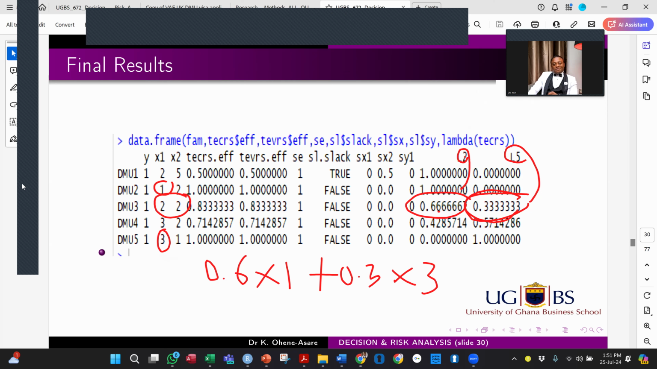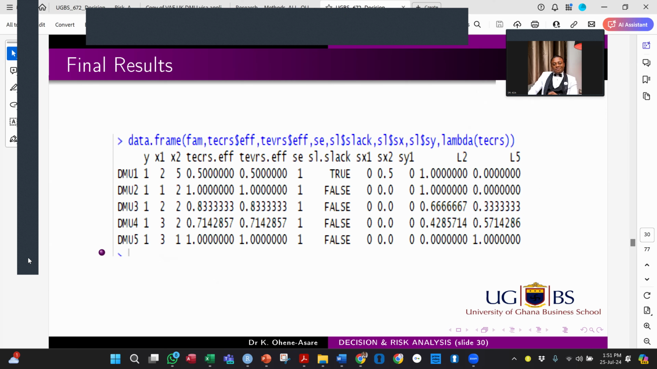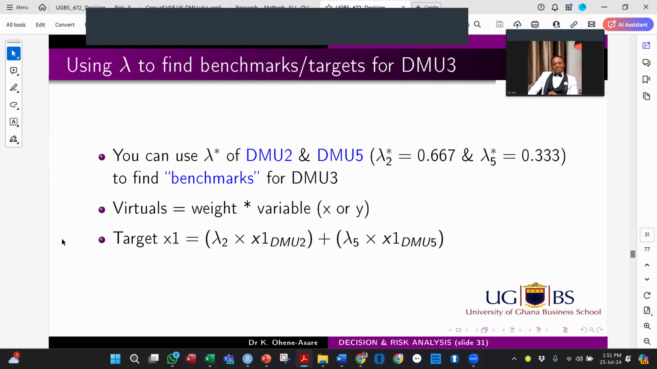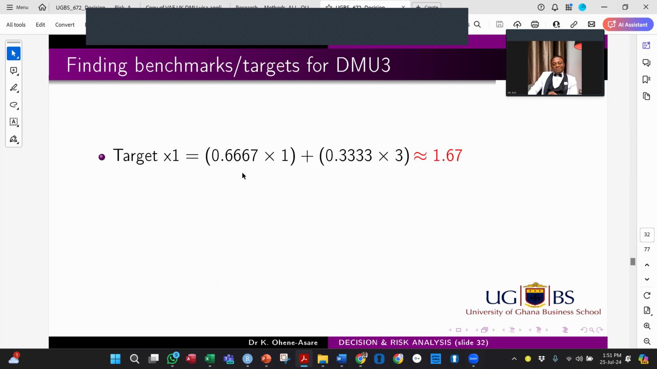That's how I calculated it. Let me just show you. I take the lambda, multiply it by the input of DMU2. Then I take the lambda, which is 0.333, and multiply it by the input of DMU5. So this is how I did it. I take the 0.666, multiply it by the 1, plus I take the 0.333, multiply it by the 3, and then you get 1.67. So that 1.67 is the target for DMU3.